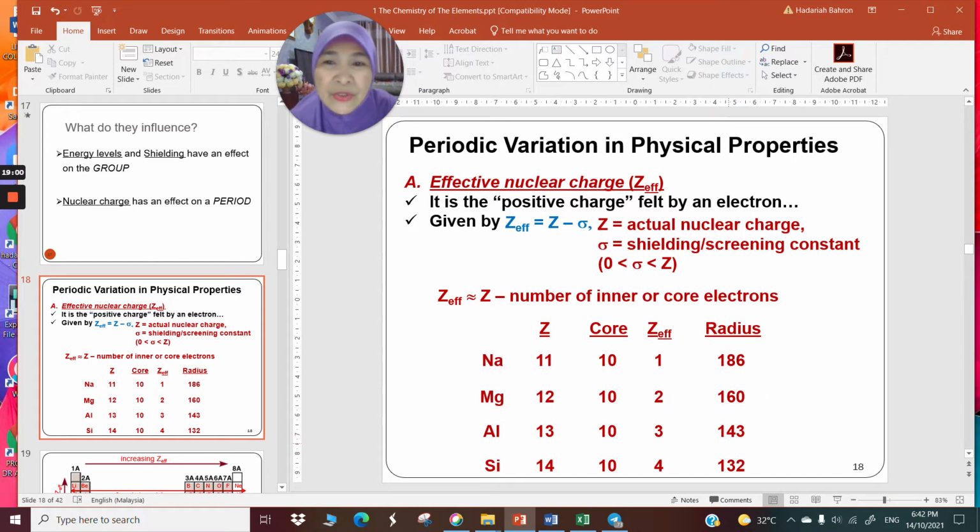So it's actually 143 angstrom. And silicon, similarly, you have 14 minus 10, you have 4 plus charge from the nucleus, pulling 4 electrons towards the center of the atom. You are going to have an atom that is shrinking or smaller. So you have 132 angstrom. So as the effective nuclear charge increases, the radius or the atomic size of that particular element will become smaller. I hope that is clear.